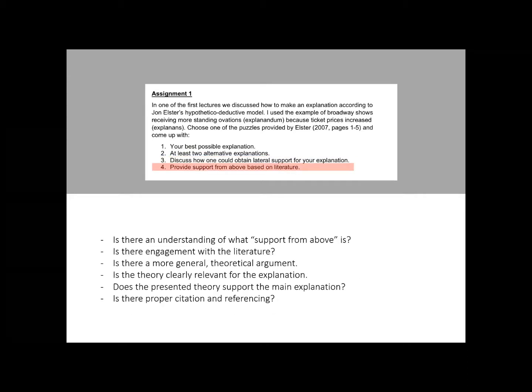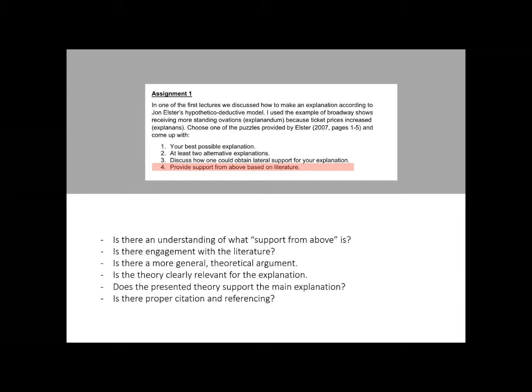Okay, lastly, provide support from above based on literature. So support from above, that was the third support. I remember we had the example of the Broadway shows. People spend a lot of money, and in order to make themselves feel better, they tell themselves that it was a great show. And then, as it turns out, the theory of cognitive dissonance, Leon Festinger, actually says exactly that in a very general way, that could be applied here.